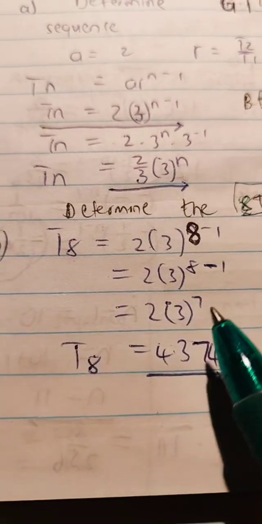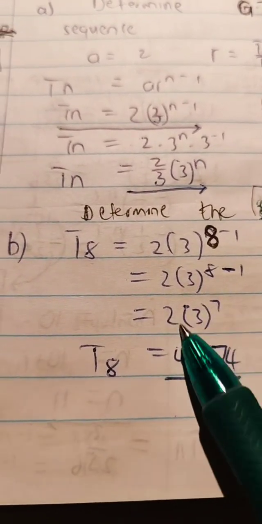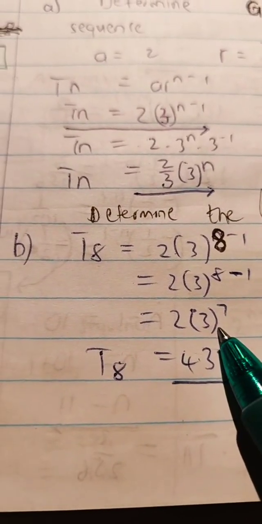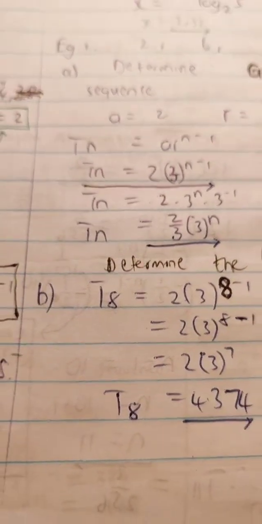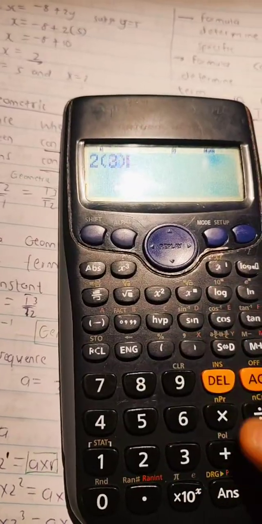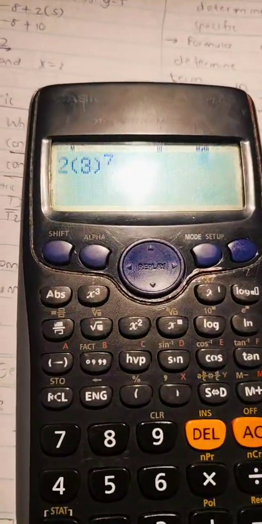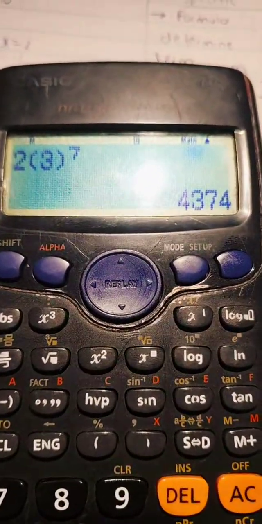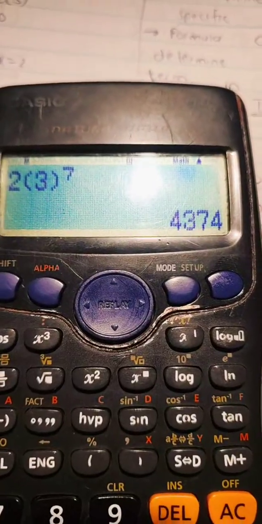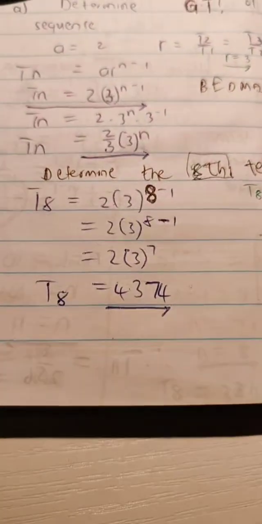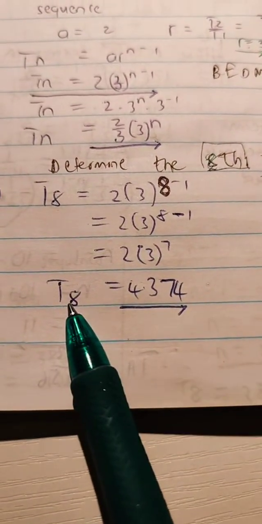Okay, then we have 2 brackets 3 to the power what? 7. Okay, then it's easy, guys. You just grab your calculator. 2 brackets 3 to the power 7. Then you say equal, and then your calculator just gives you the beautiful answer just like that. So 4,374 is basically the value of the 8th term.